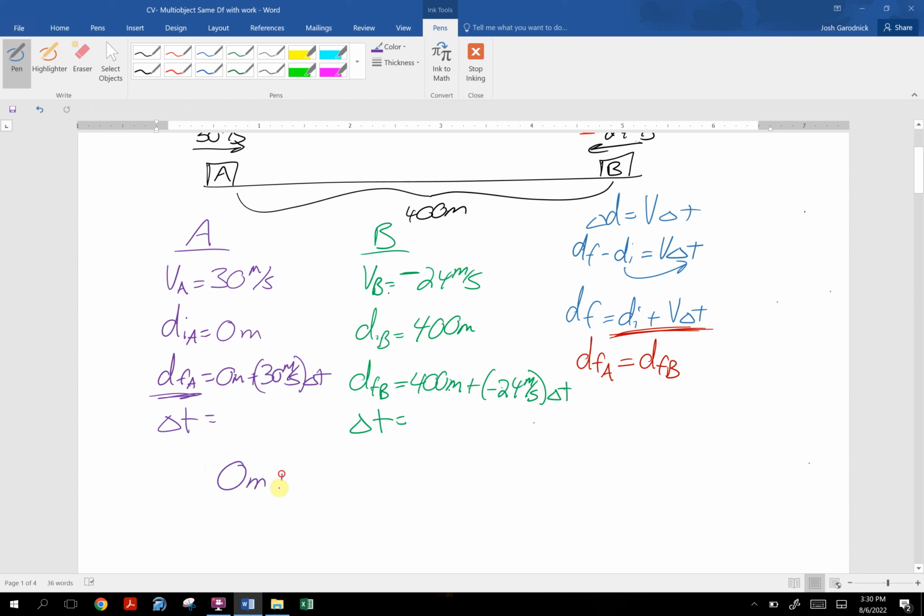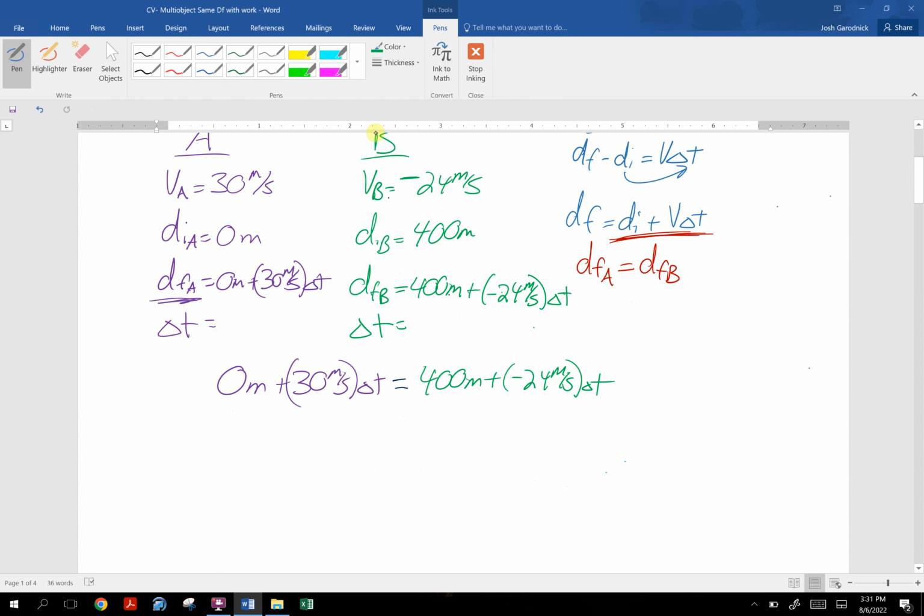0 meters plus 30 meters per second times time. Do you need to write the 0 meters? No, but I'm doing it because I'm setting the expressions equal and I'm trying to make a point. Oops, wrong color. That's going to bother me. Again, videos are not really edited. So this is 400 meters plus negative 24 meters per second times time. And now I have an equation where the only thing I don't know is time. That's interesting. So let's solve this puppy.